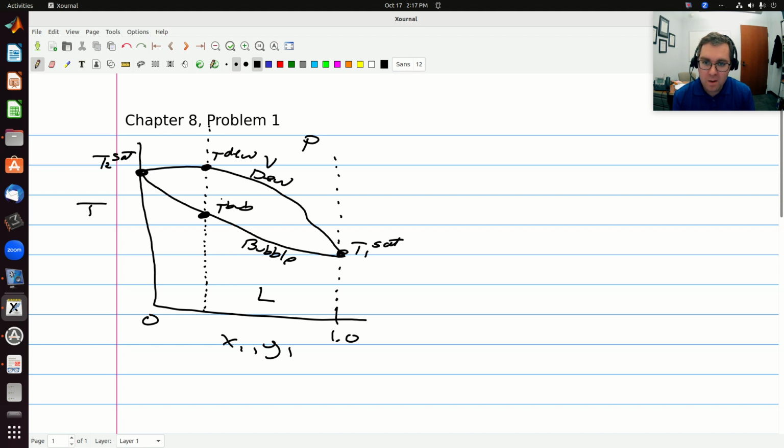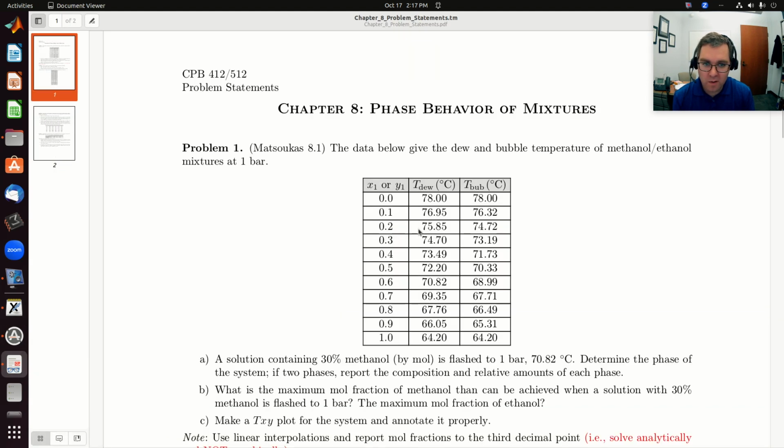Now we said when we plot with respect to the most volatile component, T2 sat could be greater than T1 sat. So if I look at the data, this is T1 sat down here, 64.2 degrees C, and T2 sat 78 degrees C. So we get T2 sat greater than T1 sat. We're plotted with respect to the most volatile component. All is good.